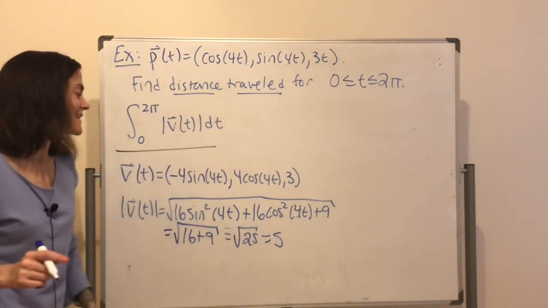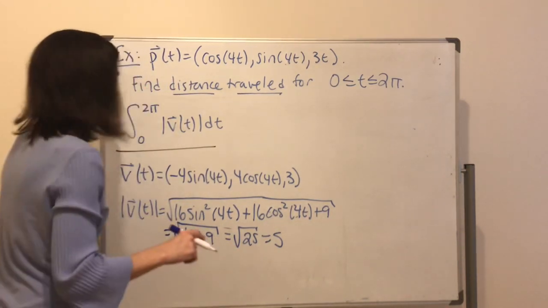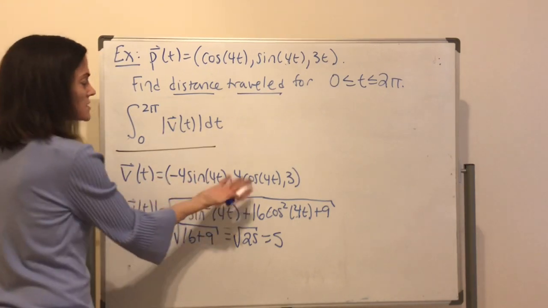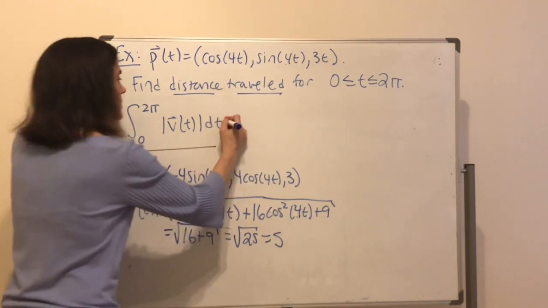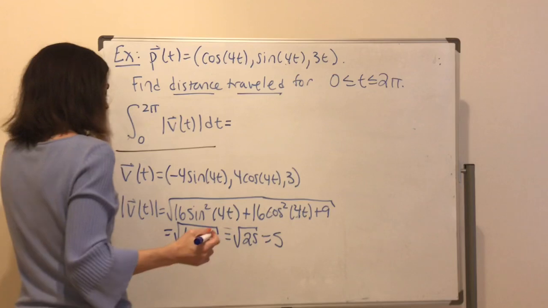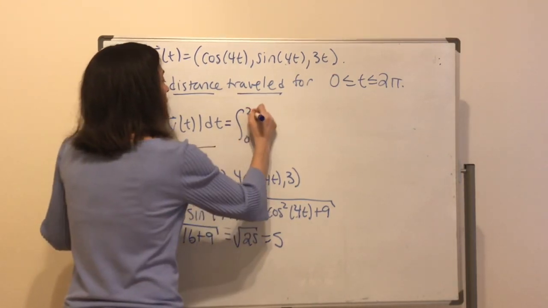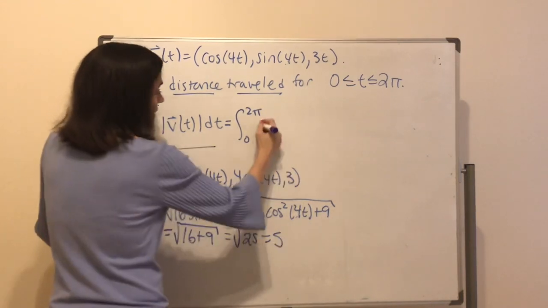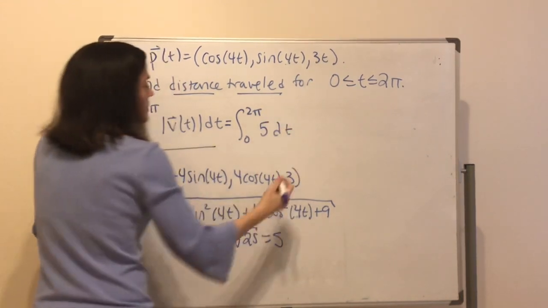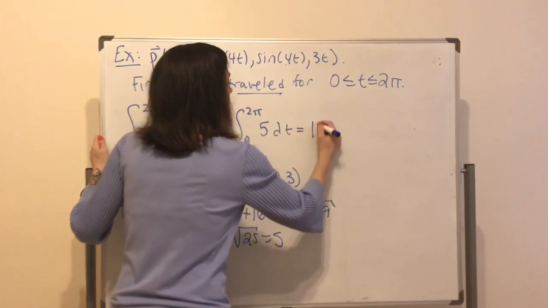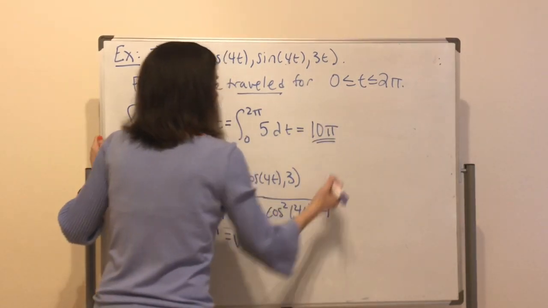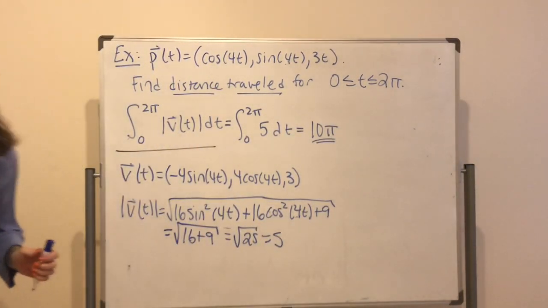Okay, so this is an interesting function because it's moving at a constant speed, right? This is what we calculated. Now, it is not moving at a constant velocity because it's changing over time, but it's definitely moving at a constant speed. Okay, so this is an integral 0 to 2 pi of just 5 dt, which would be 10 pi, like this. Okay, so this is our first example.